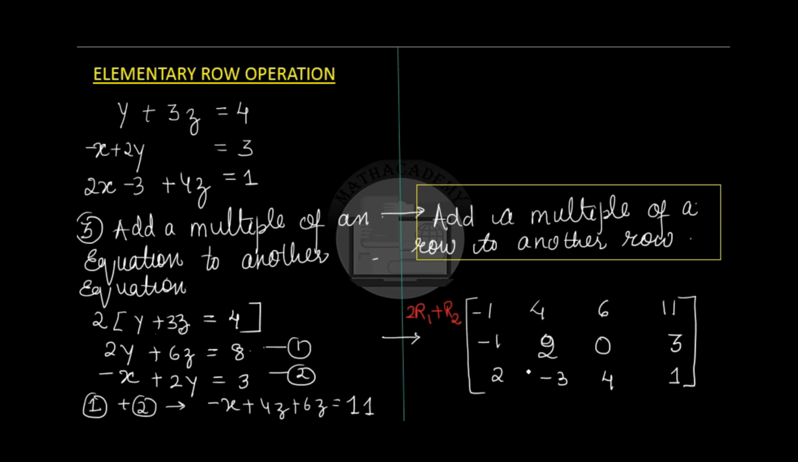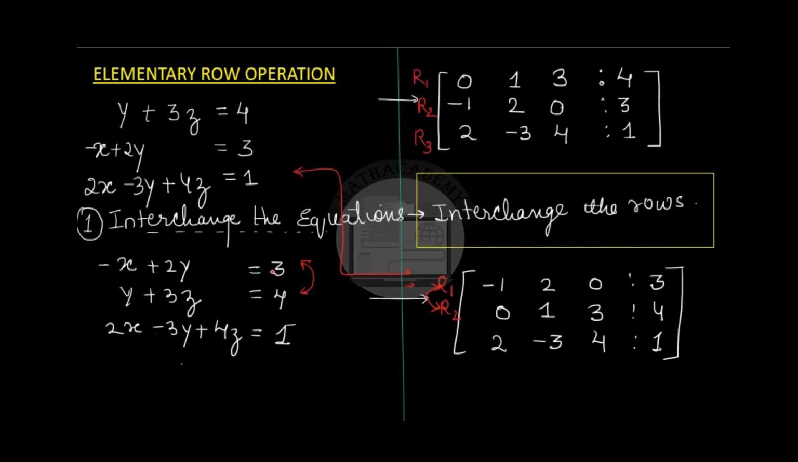Okay, so we see that after performing all the permitted row operations, this is the final matrix we are getting, and this matrix is equivalent to this matrix. Okay, so I hope the elementary row operations are clear to everyone.